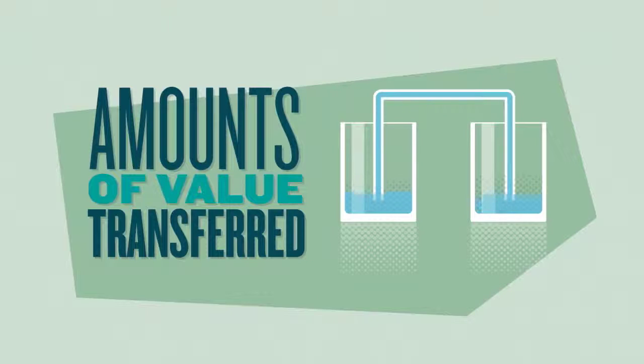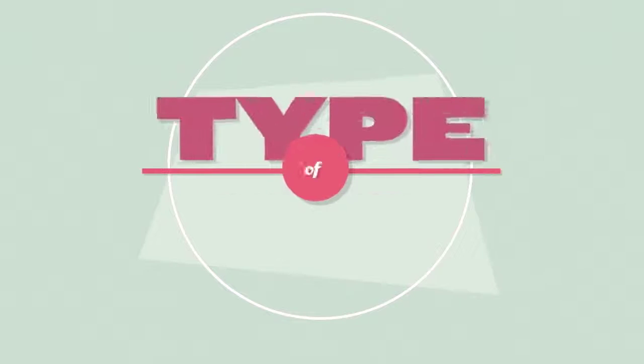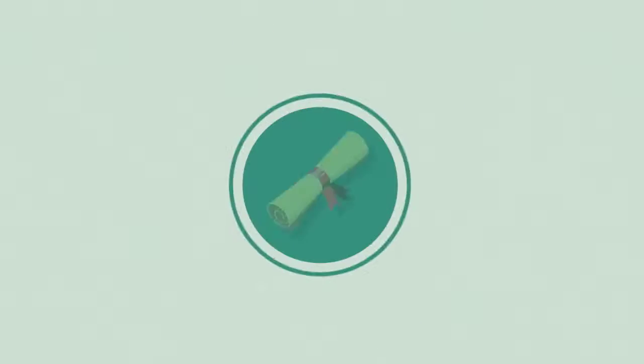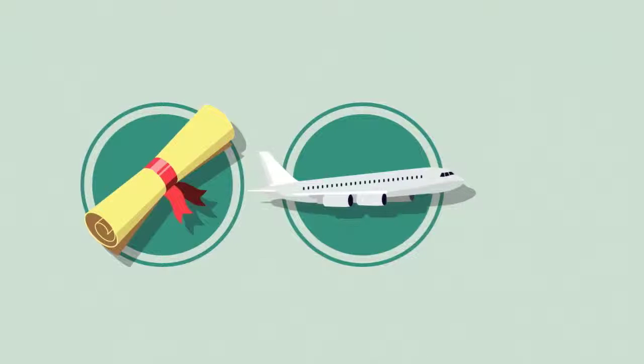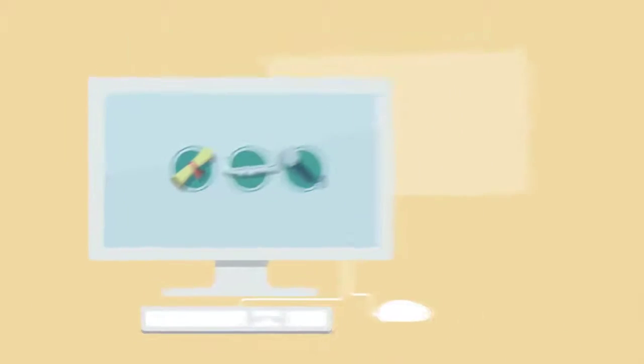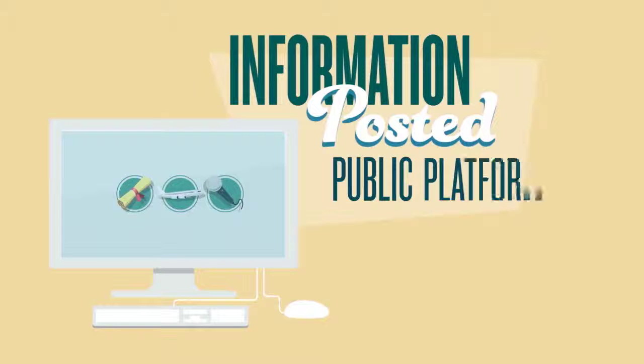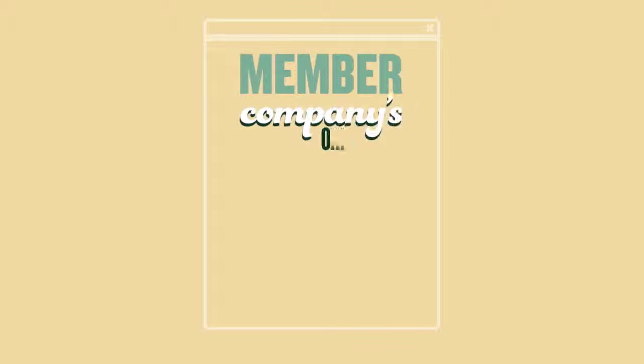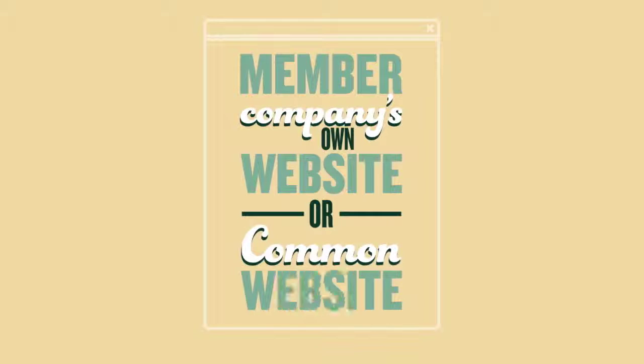the amounts of value transferred, and specify the type of relationship and value, which could consist of, for instance, a consultancy fee, payment for travel, or payment of fees to attend a congress. This information will be posted on a public platform, like the member company's own website or a common website.